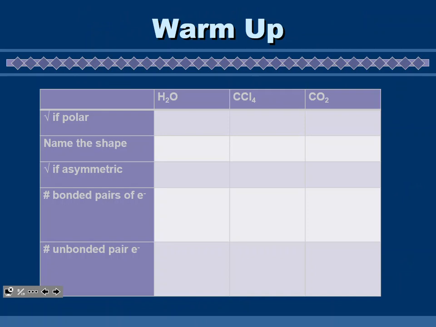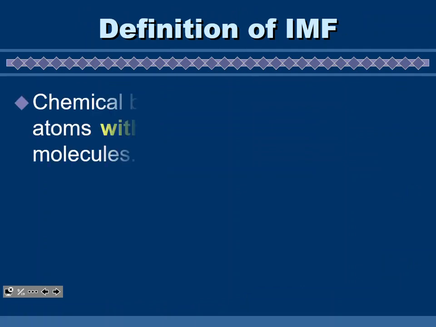Okay. We don't really need to complete this because this was already in some of your examples. But now, being able to identify the shape and the symmetry so you can identify polarity is important in determining the intermolecular force, or I guess I should say the strongest intermolecular force involved in the molecule.